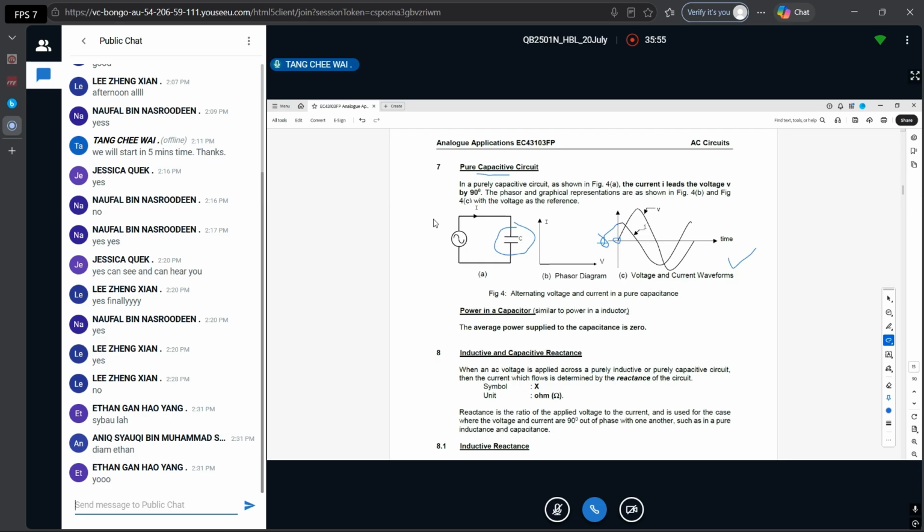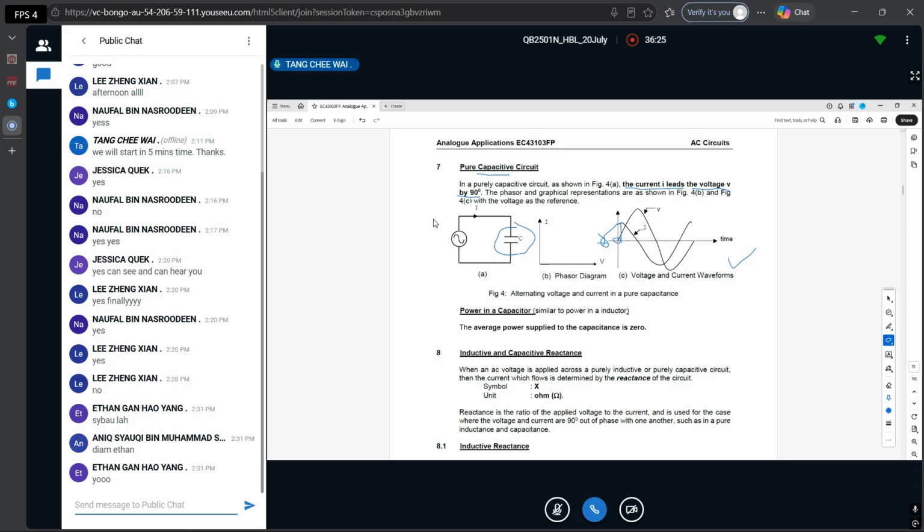The current starts first. So that is the reason why they say the current leads the voltage, again by 90 degrees. Just at this point is 90 degrees. So the current waveform starts first, then followed by the voltage waveform. And that's how you describe it: the current leads the voltage by 90 degrees.